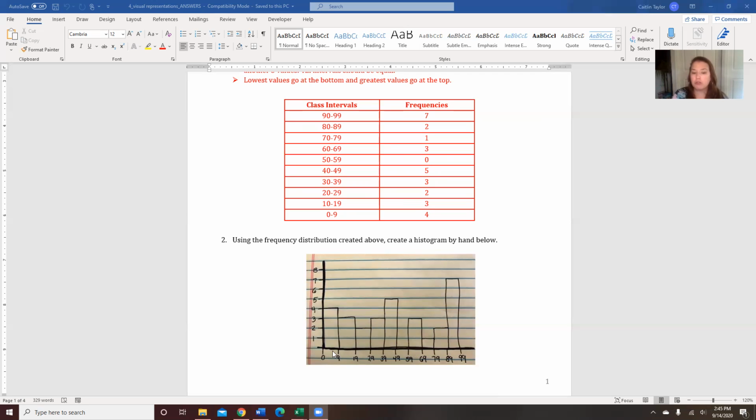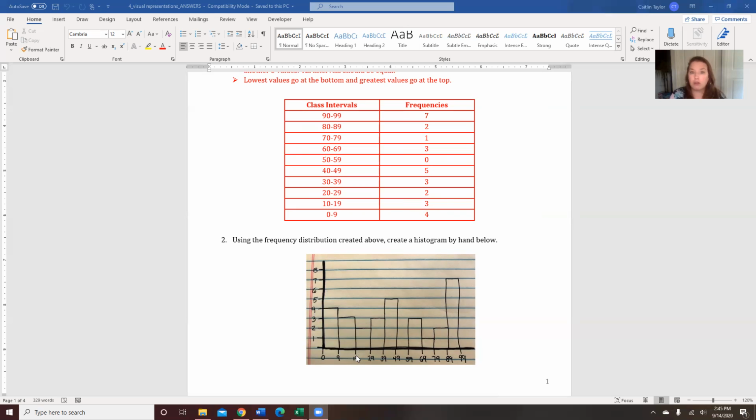So here we're just creating along the x-axis at the bottom the different ranges you used, the different class intervals from your frequency distribution, and then the tally, the number of times that each one occurred. So 0 to 9, we had a frequency of 4. The 10 to 19 had a frequency of 3.